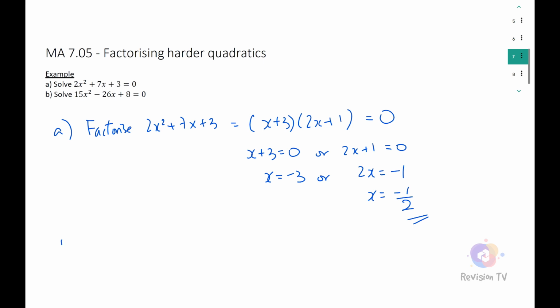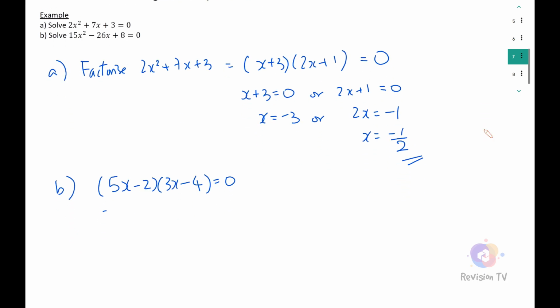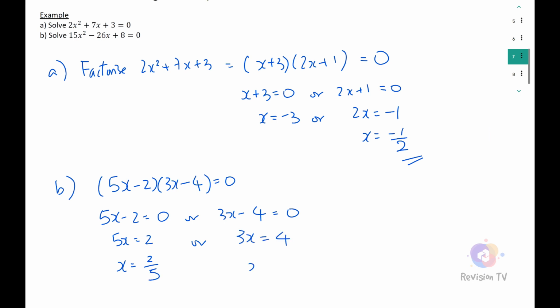Okay, question B, again, you have to factorize it first, so you have factorized it in the previous example, 5x minus 2, 3x minus 4, equals 0. And then we can make each bracket equal 0. And then bring the 2 over. This one, bring the 4 over. Oh, we can do it one by one first. We can do this first. So divide by 5, 2/5. This one, bring the 4 over, divide by the 3. And these are your answers.